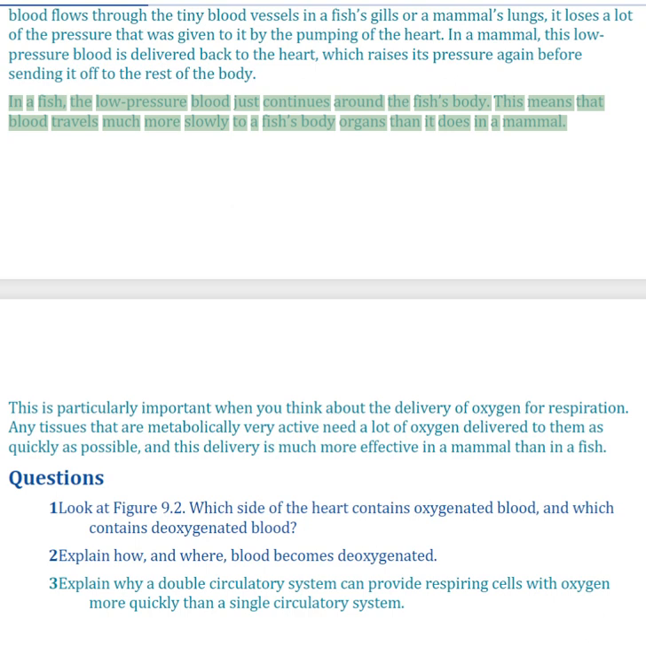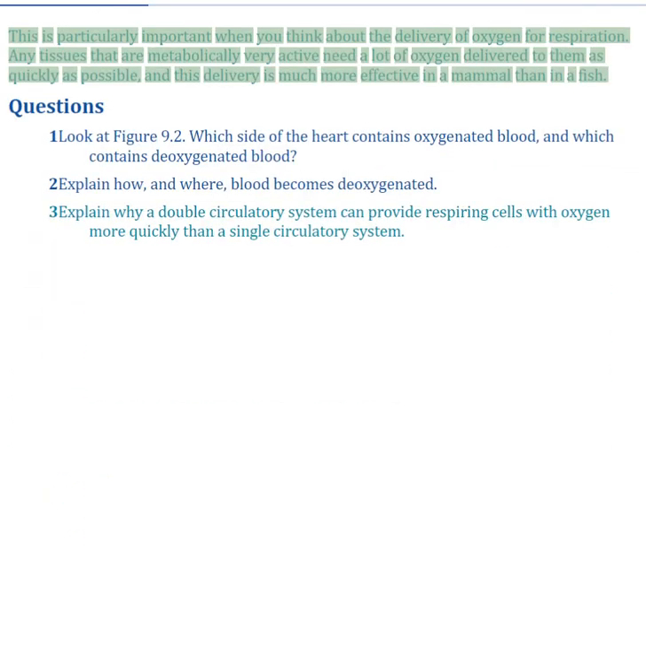This means that blood travels much more slowly to a fish's body organs than it does in a mammal. This is particularly important when you think about the delivery of oxygen for respiration. Any tissues that are metabolically very active need a lot of oxygen delivered to them as quickly as possible, and this delivery is much more effective in a mammal than in a fish.